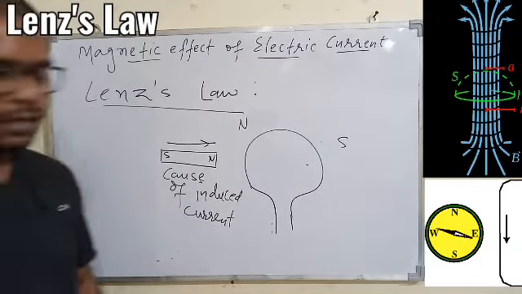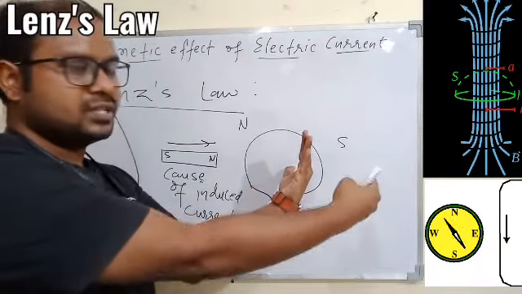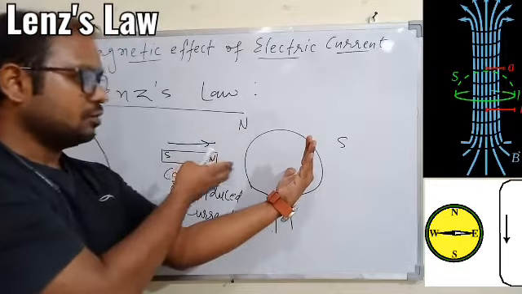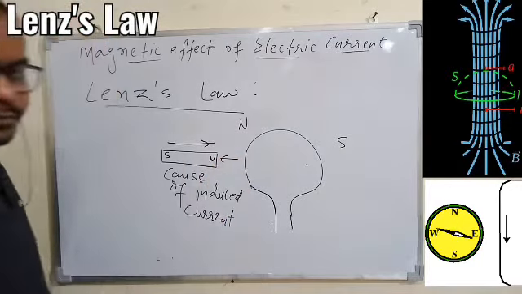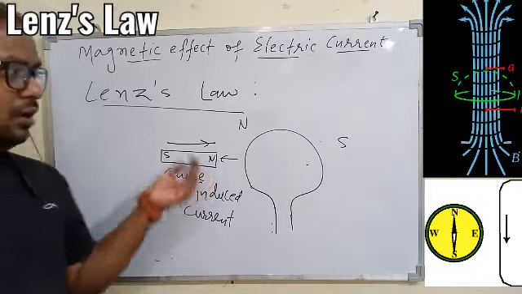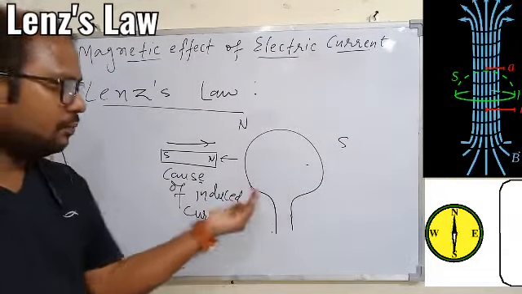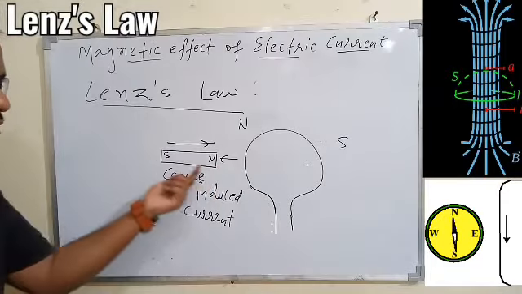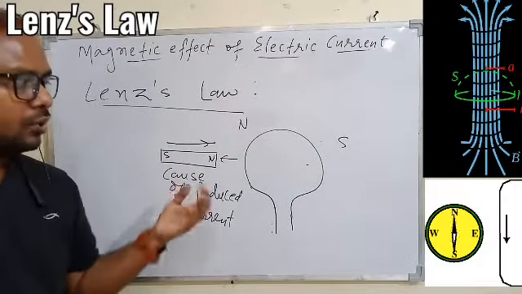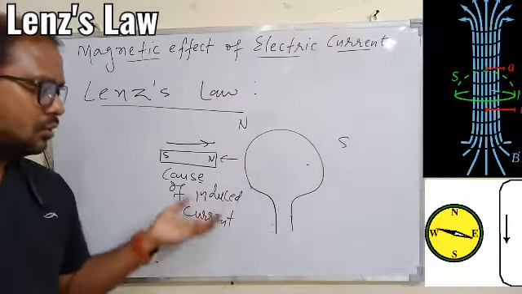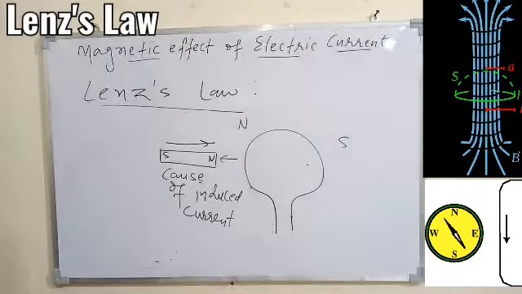I am repeating again. If the coil is facing this way, and this face becomes north and the opposite face becomes south, what will happen? We know north and north repel each other. So if the front face becomes a north pole, it will try to repel the magnet. Overall, by having a north pole on this side, the coil repels the magnet so that the magnet cannot produce the current in the coil. So always the coil will oppose the cause responsible for the induced current.